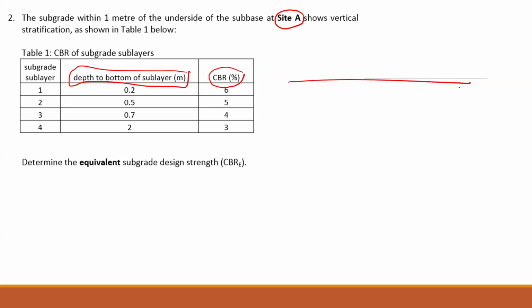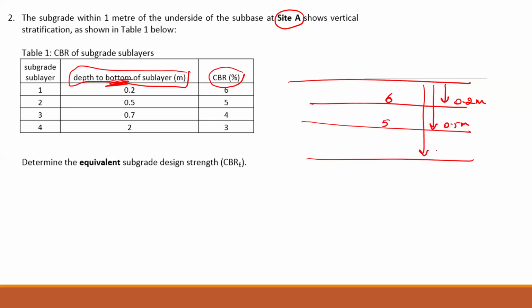So here they say depth to the bottom of sublayer. We can see up to 0.2 meter depth, the CBR value is 6. At a depth of 0.5 meters, the CBR value is 5. At a depth of 0.7 meters, the CBR value is 4. And at a depth of 2 meters, the CBR value is 3. So this is what they have given in the table.